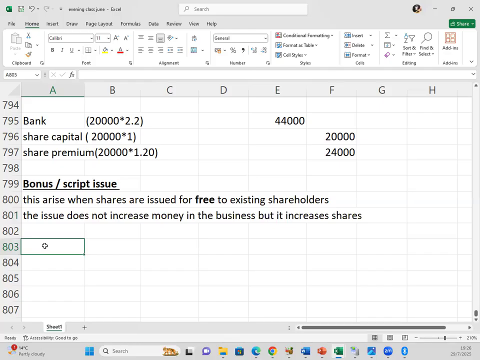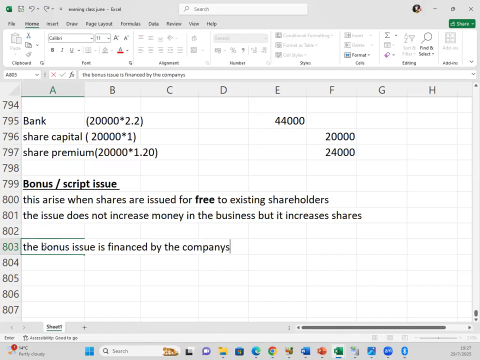So we say the bonus issue is financed by reserves. The company has sold the shares, but where is the money going to come from? It's not going to get into the bank. It is taken from our own reserves. It is financed by the company's reserves.